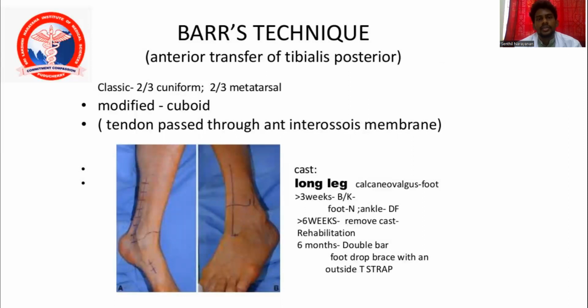Borst technique is the anterior transfer of tibialis posterior. Classically, the tibialis posterior attachment is removed and transferred to the second and third cuneiform or second and third metatarsals. In the modified Borst technique, it is transferred to the cuboid. The tendon, after the attachment is detached, is passed through the anterior interosseous membrane and transferred to the above mentioned site. Postoperatively, a long leg cast is provided for 3 weeks, and after 6 weeks the cast is removed, and rehabilitation is done for 6 months using a double ball foot drop brace with an outside T strap, and progressively the muscles are strengthened and re-educated.